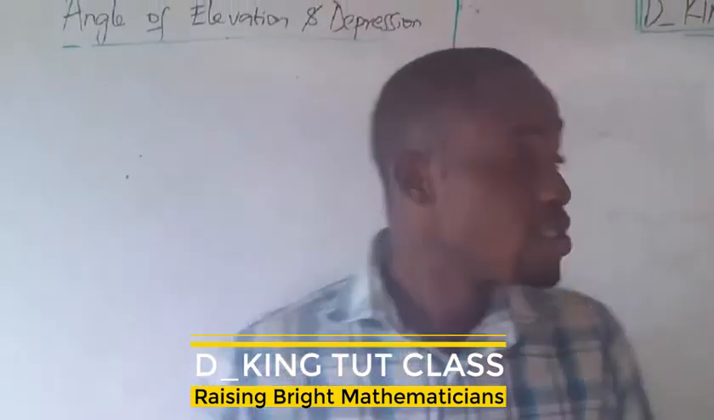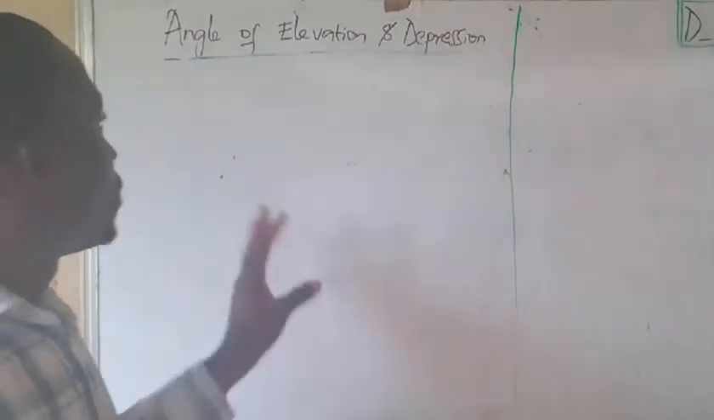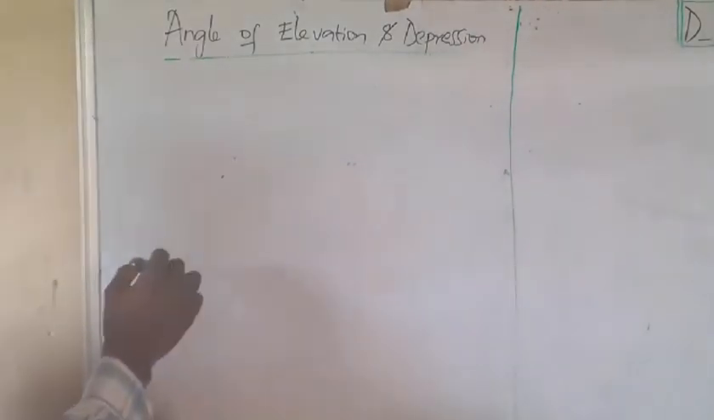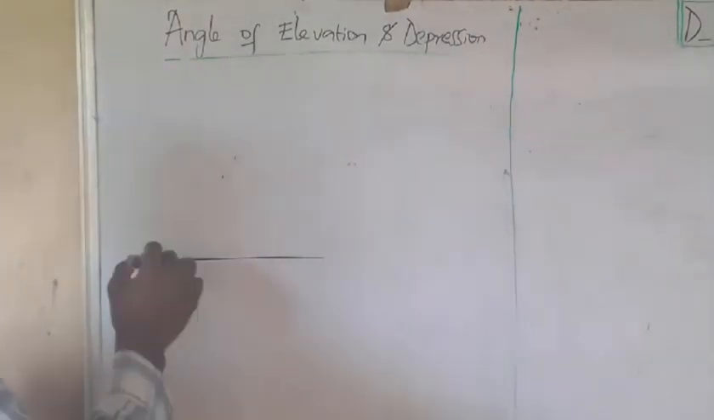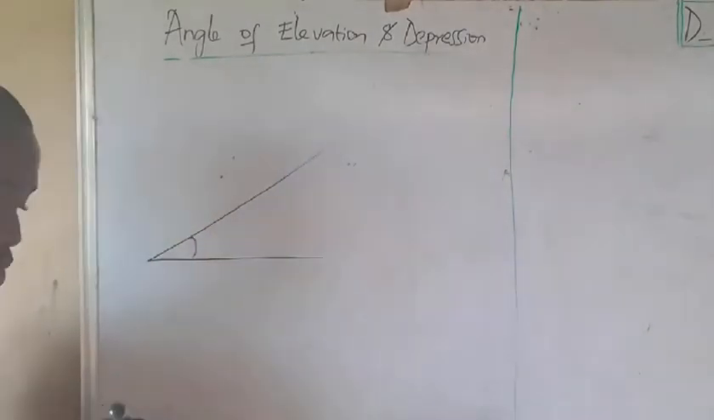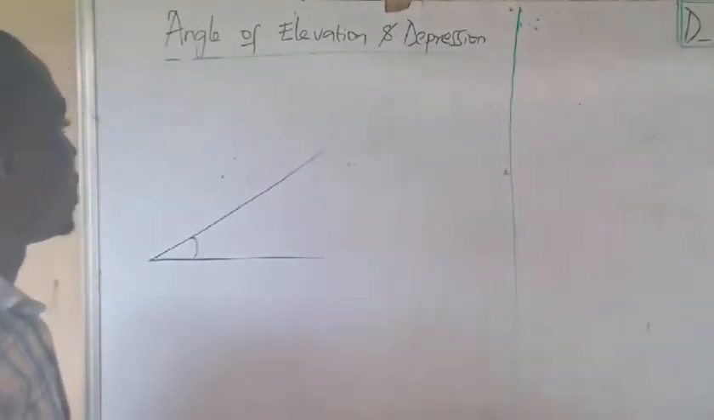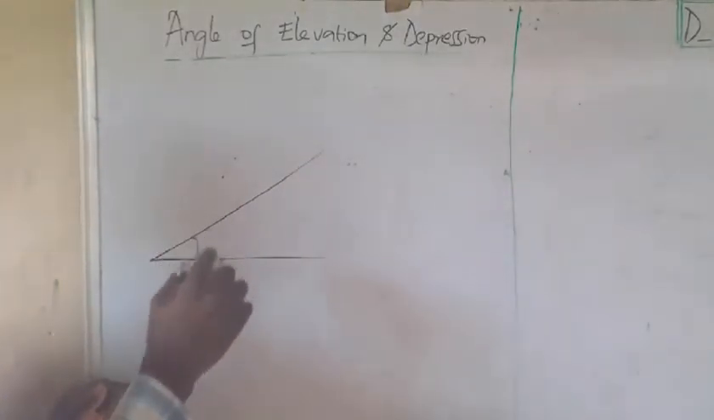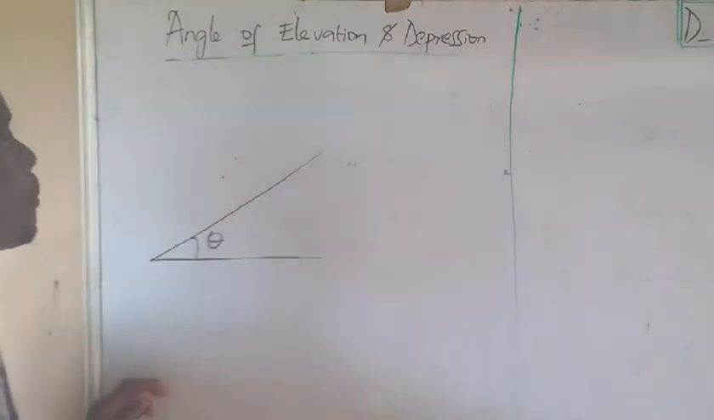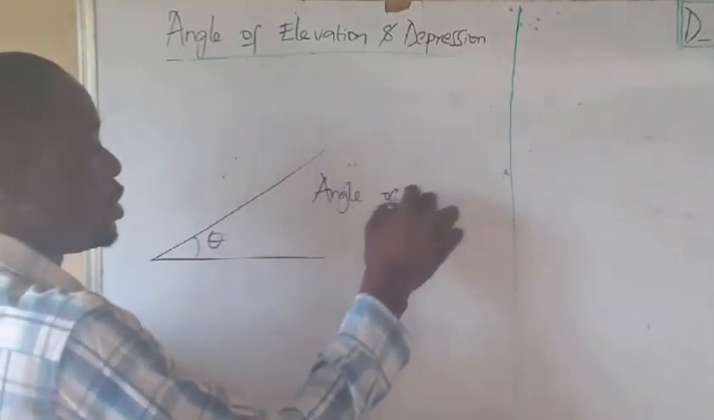In today's class, we're looking at angle of elevation and depression. Now, what do we mean by angle of elevation? Simply put, angle of elevation means to look straight and look up. Since elevate means to go up, to take high, or to increase, angle of elevation means to look straight and look up, and we represent that angle with, say, theta.